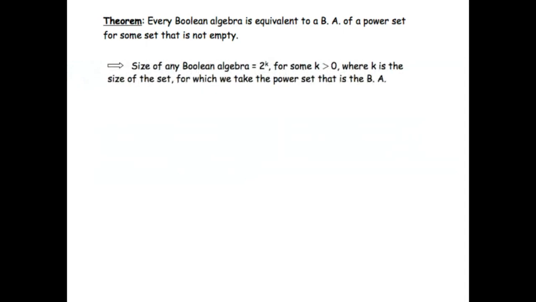Okay, so now let's look at this theorem. Every Boolean algebra is equivalent to a Boolean algebra over the power set for some set that is not empty. The size of any Boolean algebra has to be 2 to the power k for some k greater than 0, at least 1 but no less than that, where k is the size of the set for which we take the power set that is the Boolean algebra.